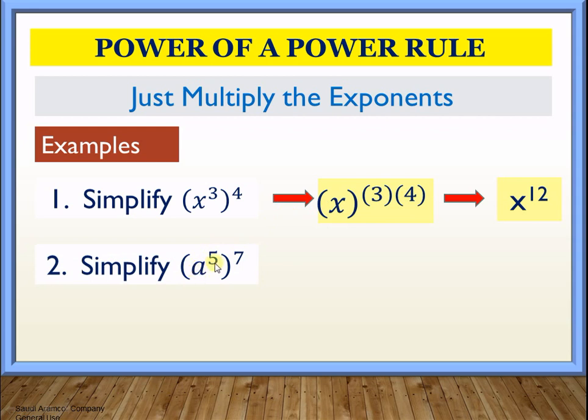Same thing here, same idea. So we just multiply the exponents. So the answer is a raised to 35.